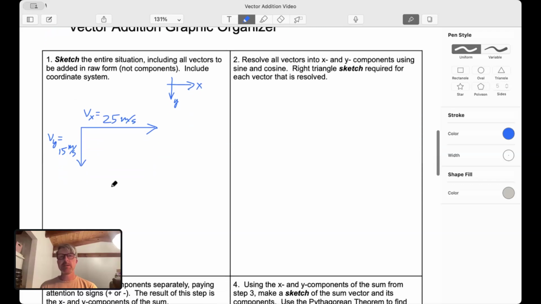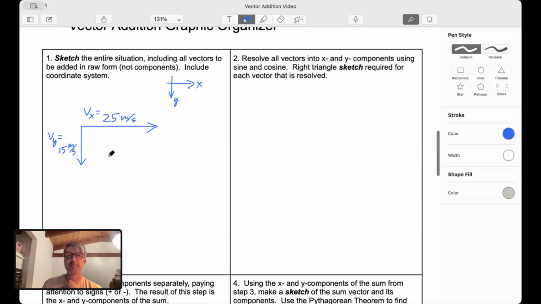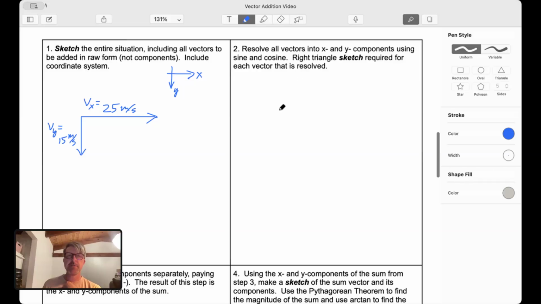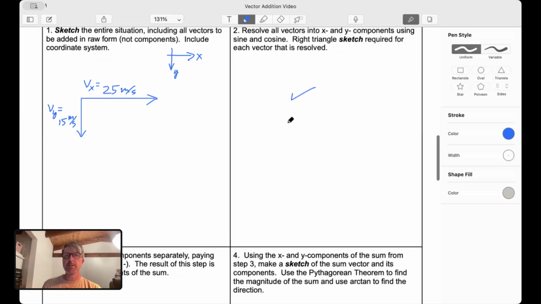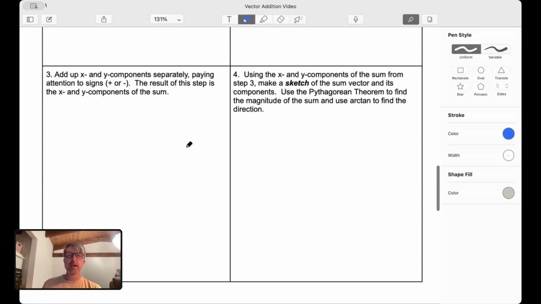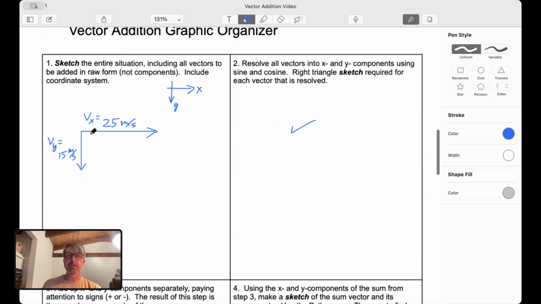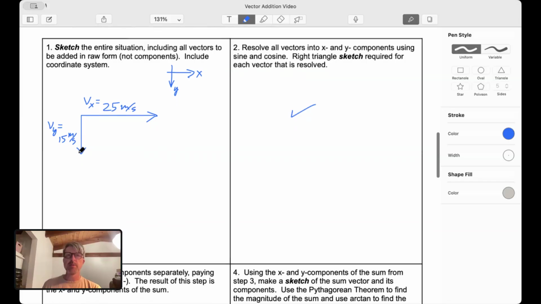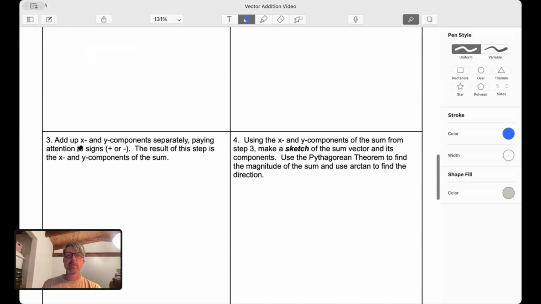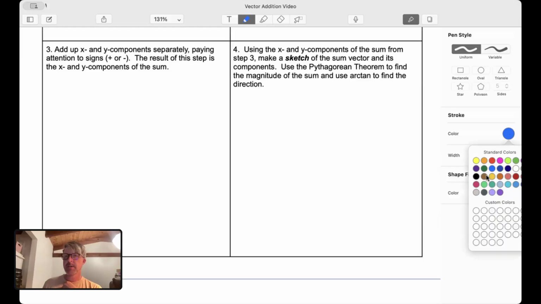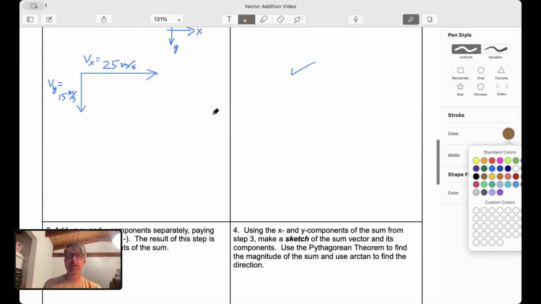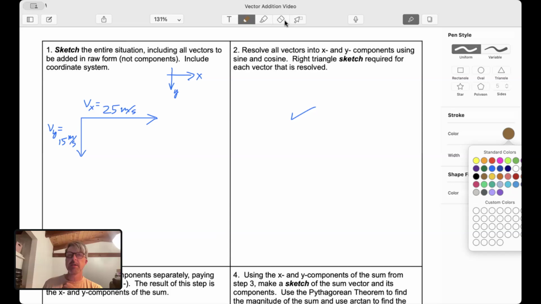Now, basically, we just need to be able to add these up. We don't need to resolve any vectors because they're both purely in x and y. We don't actually need to do any adding because we just have one x component and one y component. So all we need to do is jump to step 4.